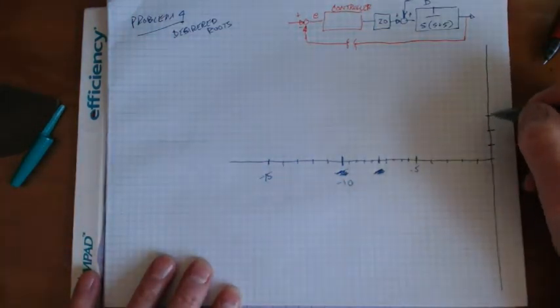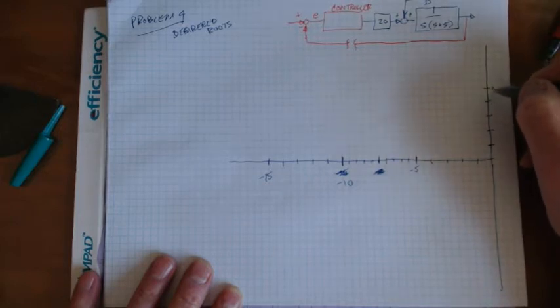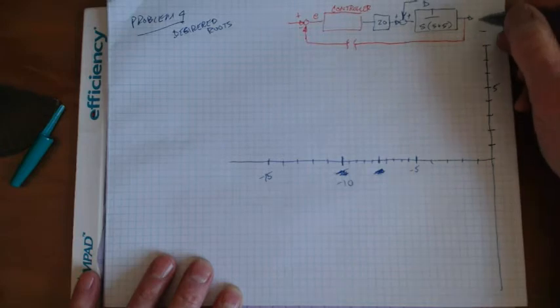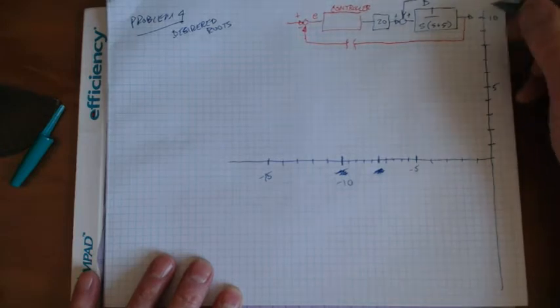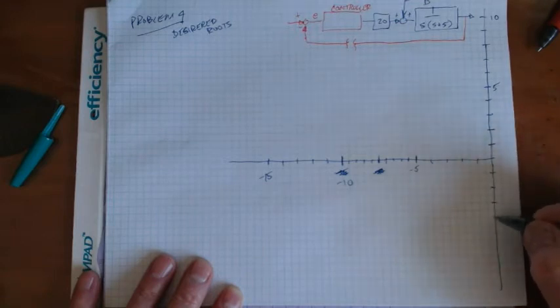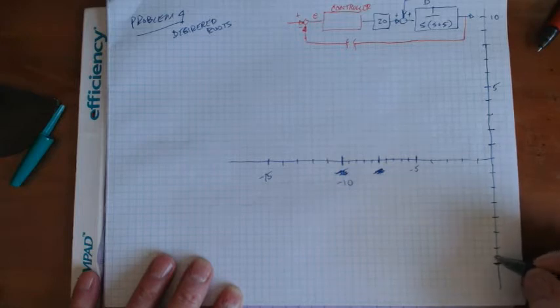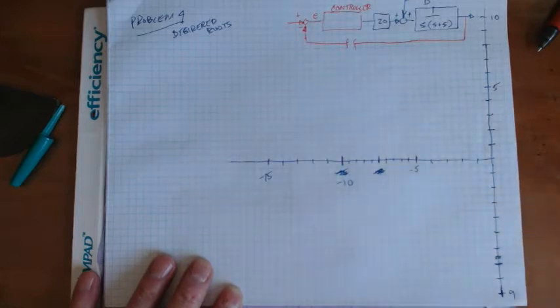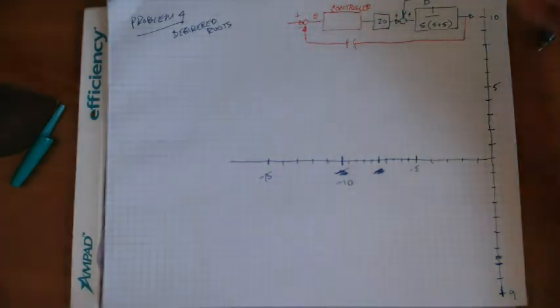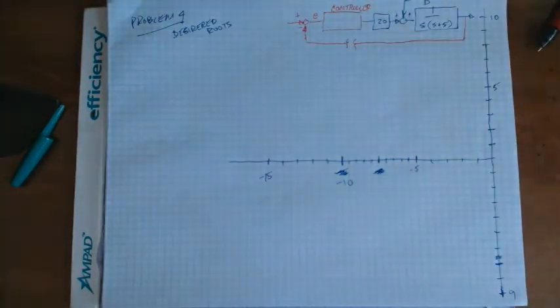1, 2, 3, 4, 5. Let's try that. 1, 2, 3, 4, 5. 1, 2, 3, 4. Uh-oh, this is only 9. So I might change where my desired root locations are. It doesn't really matter where they are. I'll show you. See, I might have to get a bigger piece of paper or something, right?